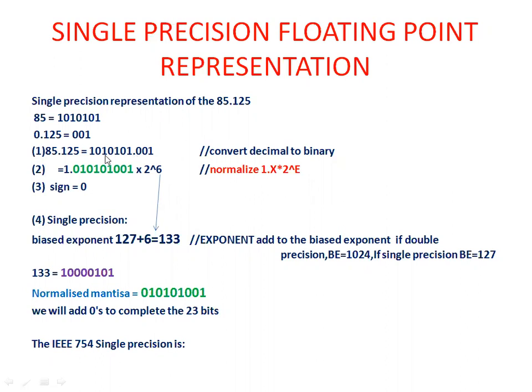How many moves do you have to take? 1, 2, 3, 4, 5, 6. There are 6 moves you have to take. That's why you write 2 power 6, because you are using the binary number system, that's why you use 2. So 2 power 6, where 6 refers to the number of moves you performed. Therefore, the normalized binary number is 1.010101001 into 2 power 6. This is the normalized structure of the binary number.